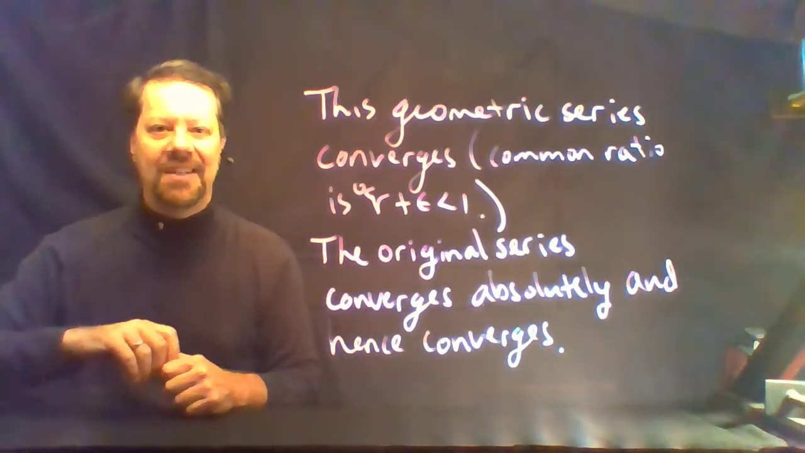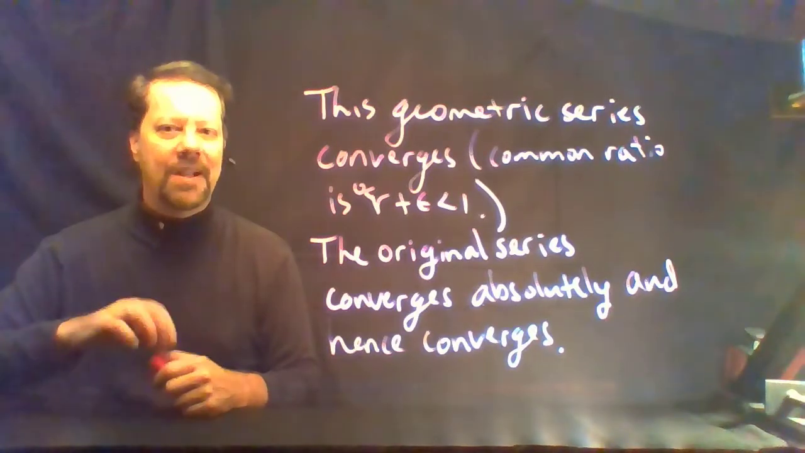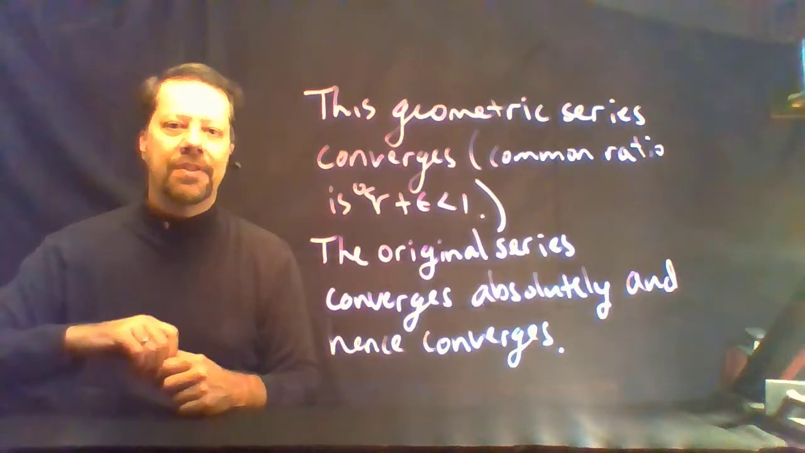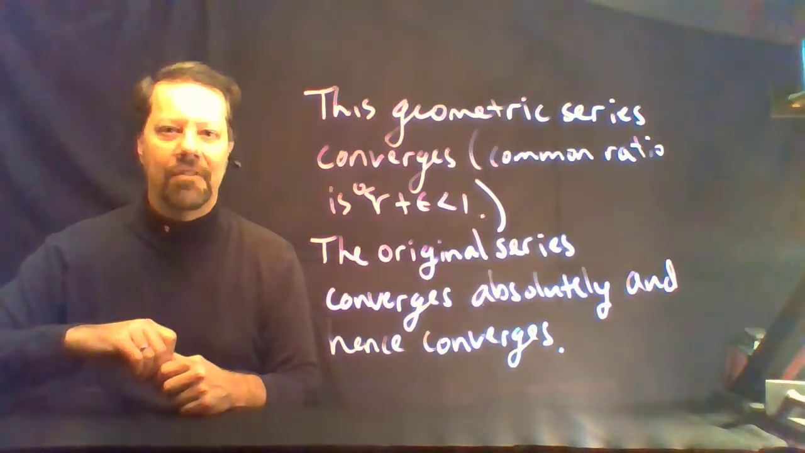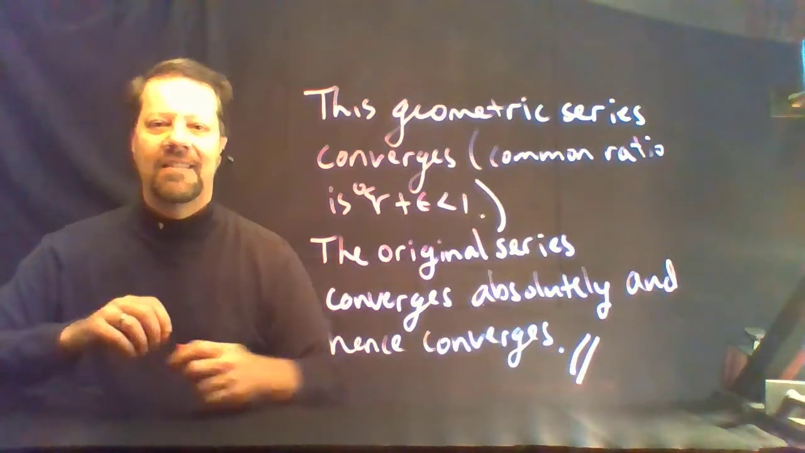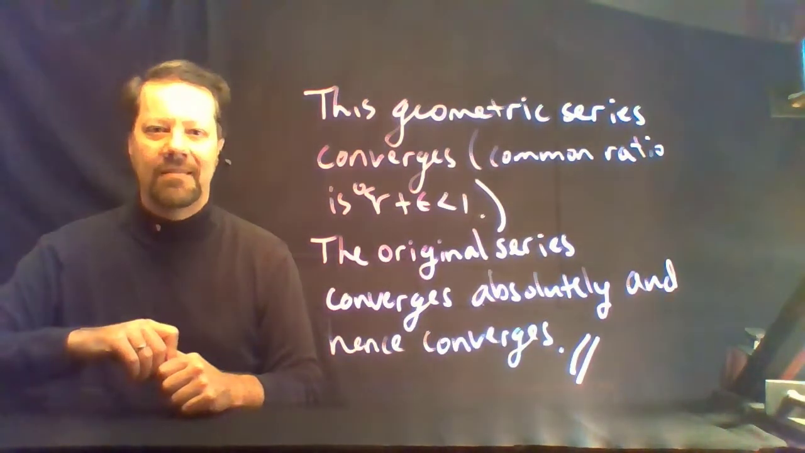Now you see why we had to do alternating series before the ratio test. We had to know that theorem, that if a series converges absolutely, then it converges. That's the end of the proof of part 1.